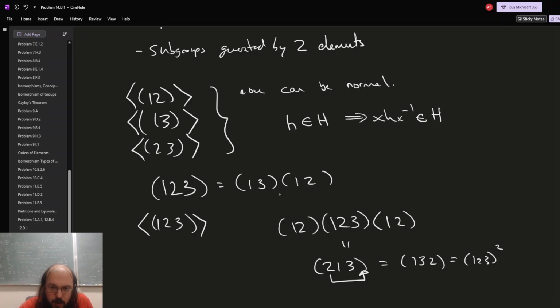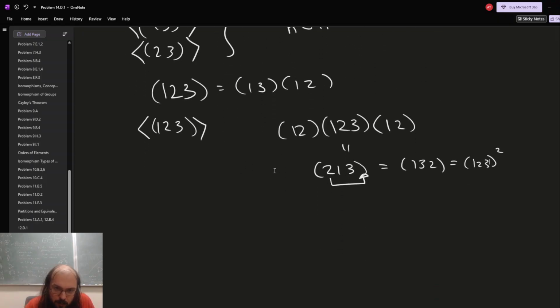The other way that this could go, if you didn't want to check element by element, is to refer to the following fact, which I actually don't think we've proven yet, but it's sufficiently important that I feel like you should know about it. So I'm going to put it into your head right now, which is: an index 2 subgroup is always normal.